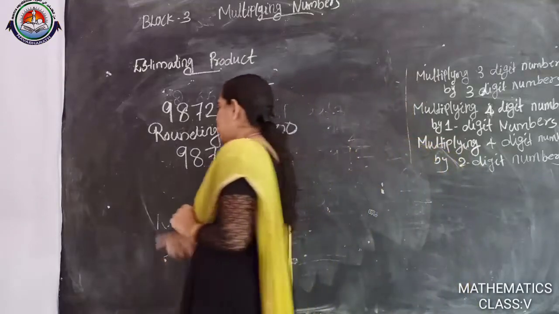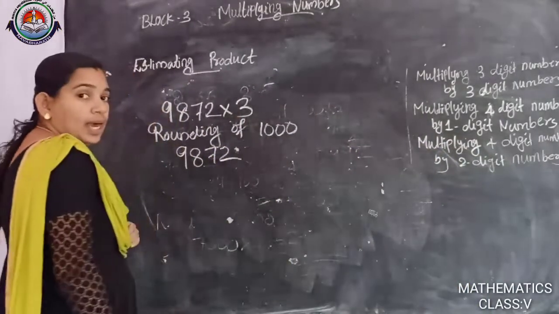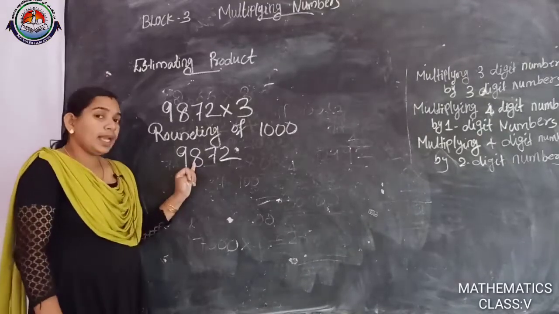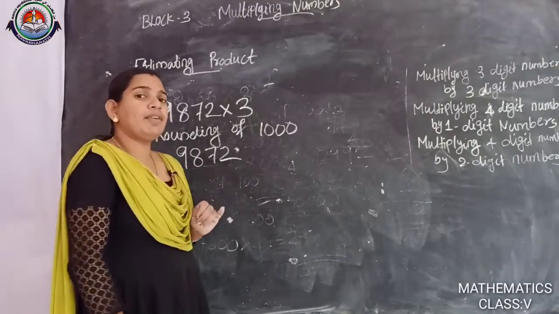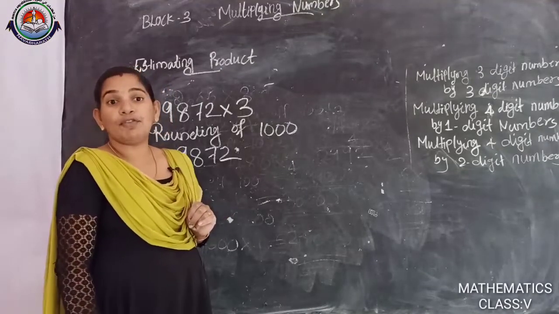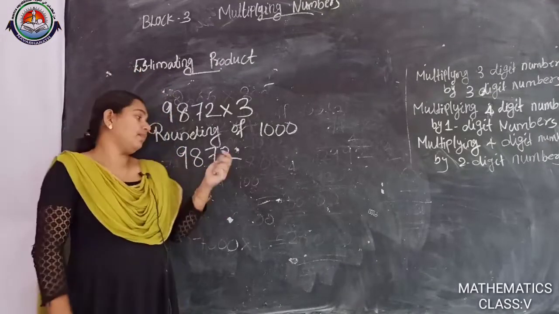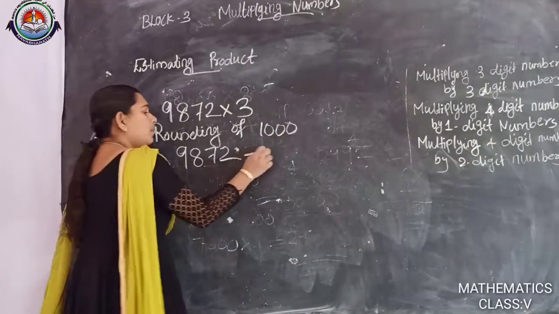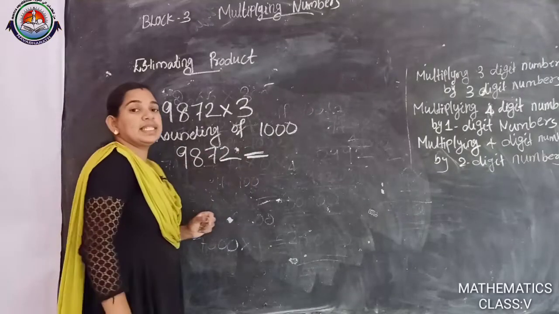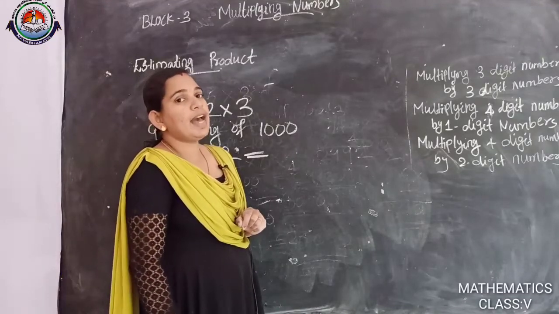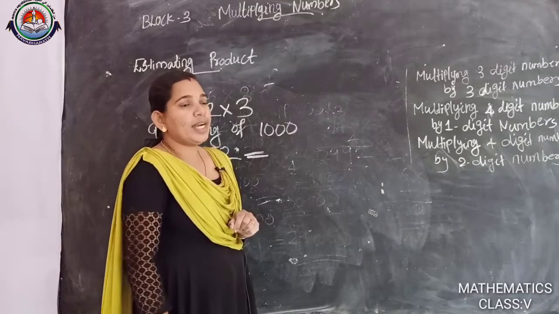In the hundreds place here, 8 is there. Is 8 less than or greater than 5? Good, it's greater than 5. So we want to add 1 to the 1000 place digit. Here the 1000 place is 9. You add 1 to the 1000 place digit. What is the value? 9 plus 1, 10.